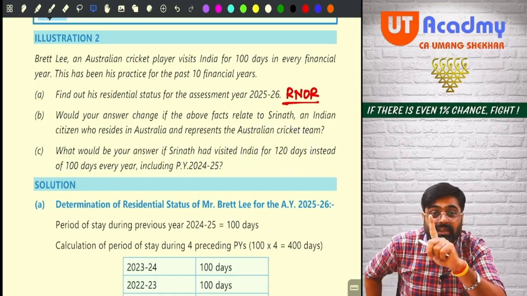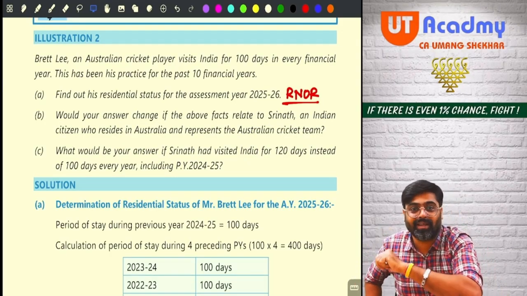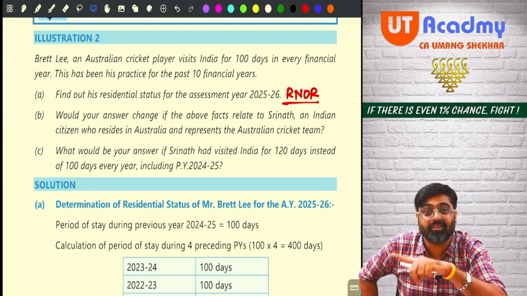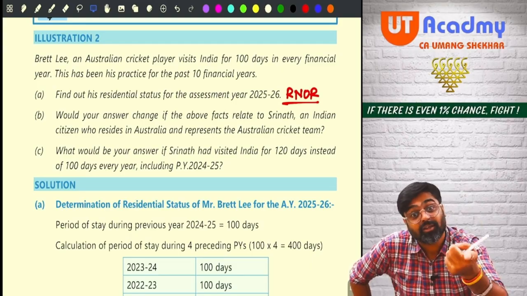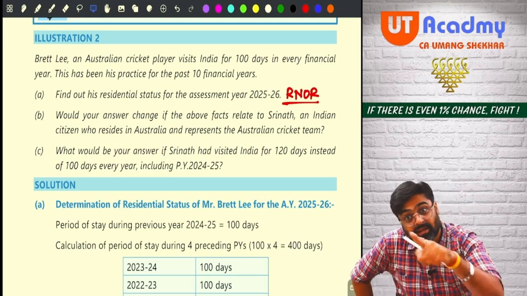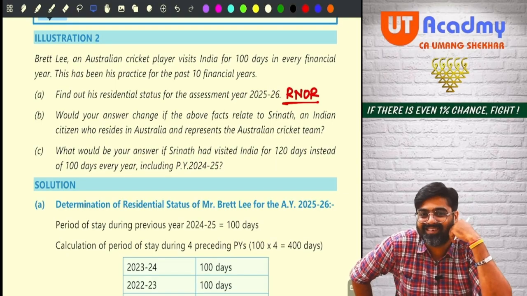And last 4 years stay should be 365 days or more. 120, 120, 120, 120, 480. Is it more than 365? Yes. So special basic condition B, now he will fulfill. And he will become a resident.